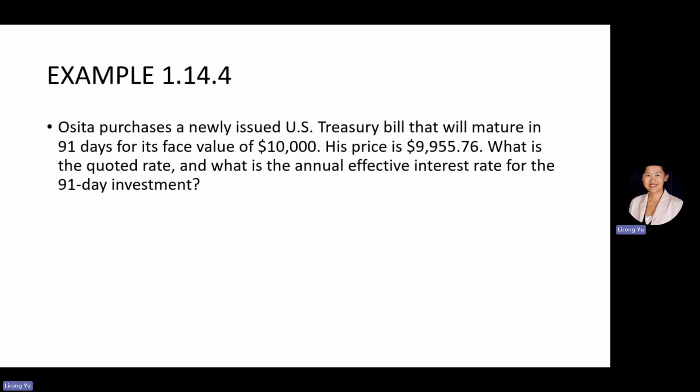All right, so this is a question. Suppose a person purchases a newly issued US T-bill that will mature in 91 days. The face value is 10,000. The question is, if the price is 9,955.676, what is the quoted rate, and what is the annual effective interest rate for the 91 days investment?